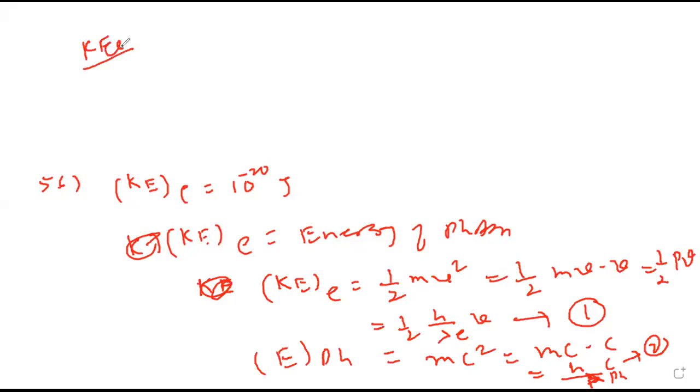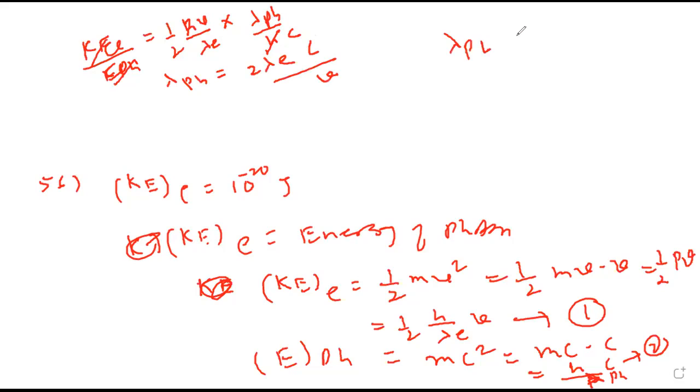Therefore kinetic energy of electron upon energy of photon, equal to half h v upon lambda electron, is nothing but lambda photon upon h into c. h cancels, and since the energy is the same it cancels, therefore lambda photon equals 2 times lambda electron into c upon v. Therefore lambda photon is greater than lambda electron, because the ratio c upon v is greater than 1.